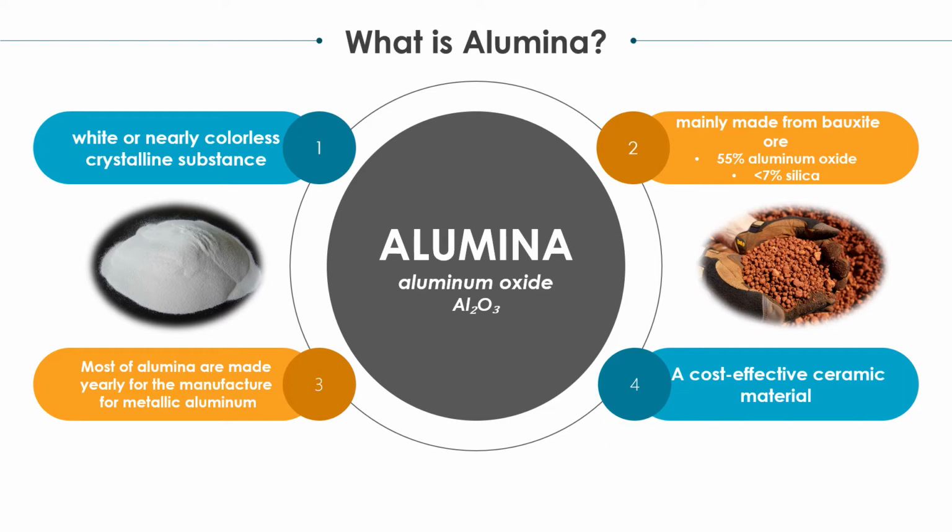What is alumina? Alumina is the common name given to aluminum oxide. Alumina is the most widely used oxide ceramic material. It's a white or nearly colorless crystalline substance, and it is mainly made from bauxite ore. Most alumina is made yearly for the manufacture of metallic aluminum.